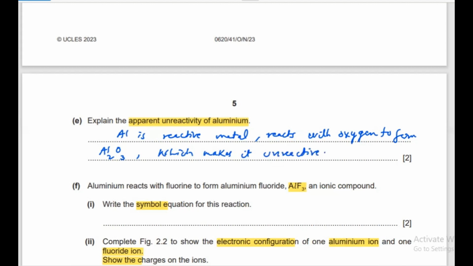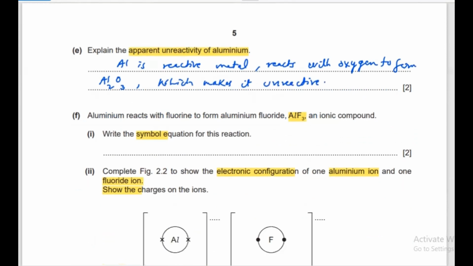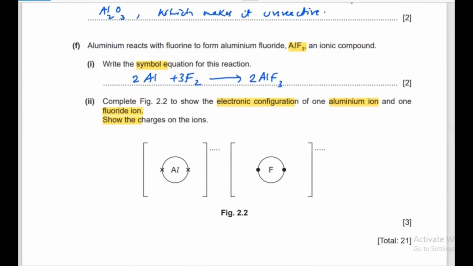Then aluminium reacts with fluorine. Fluorine is a halogen, which is diatomic. So this is AlF3, and for balancing, there are three fluorine. If we put 2 here, it becomes 6. So it is 6, now 2 aluminium, 2 aluminium. So this is the balanced chemical equation.